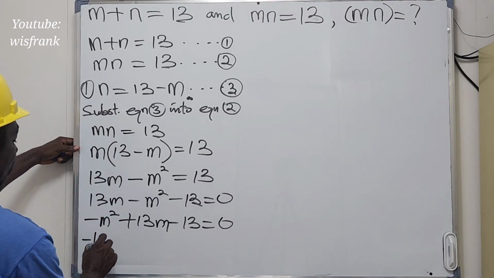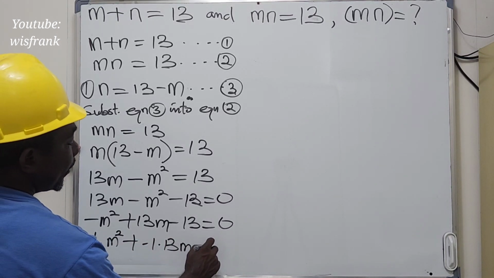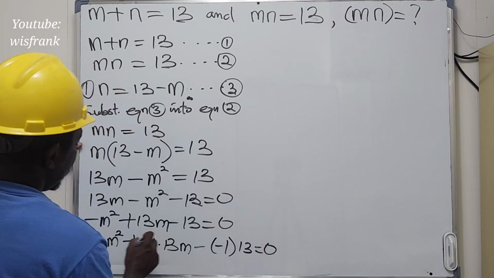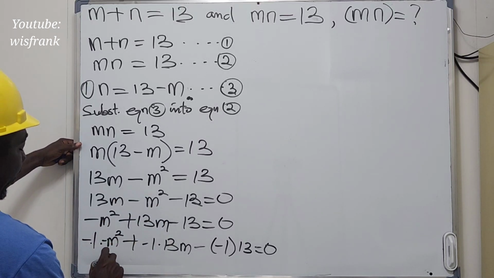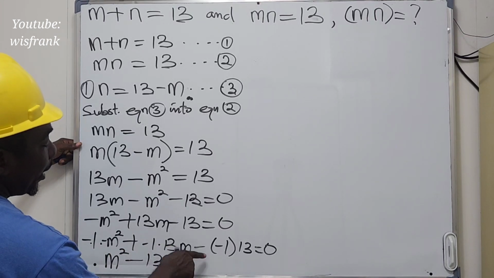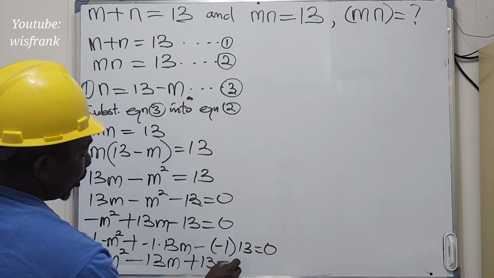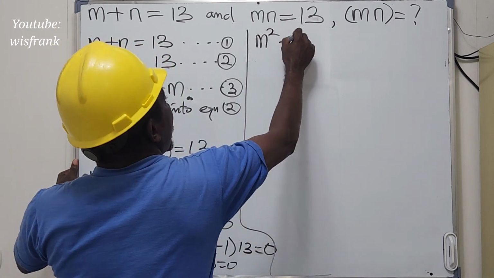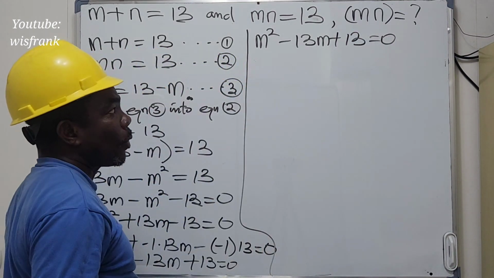So this will become minus 1 times m to the power of 2 plus minus 1 times 13m minus 1 times 13 all equals 0. So this will become, okay, minus 1 times minus m to the power of 2 becomes m to the power of 2. Minus 1 times 13 will become minus 13m. Then minus times minus 13 will become plus 13, all equals 0. So what we have there is m to the power of 2 minus 13m plus 13 equals 0. So this is our quadratic equation.